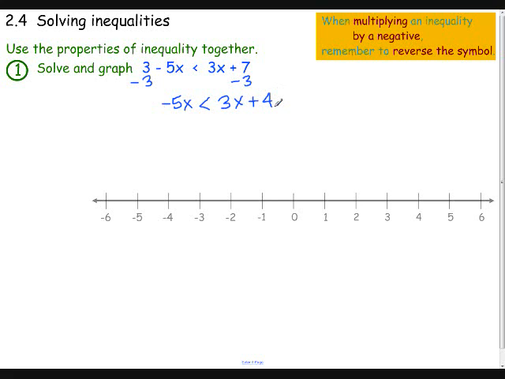I love the addition property because it is exactly the same as the addition property of an equation. Now, when we get to the multiplication property of an inequality, it is different. It's only different when we're talking about a negative, but we are talking about a negative here. I'm going to multiply both sides by negative 1/5. X is less than negative 3/5 x.